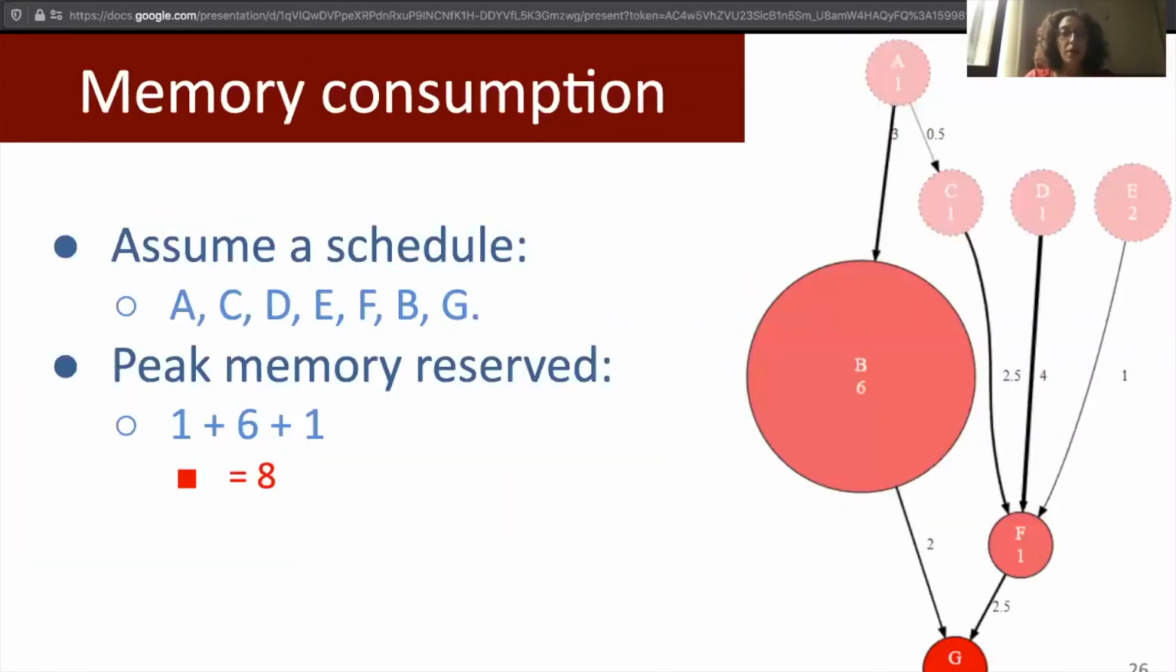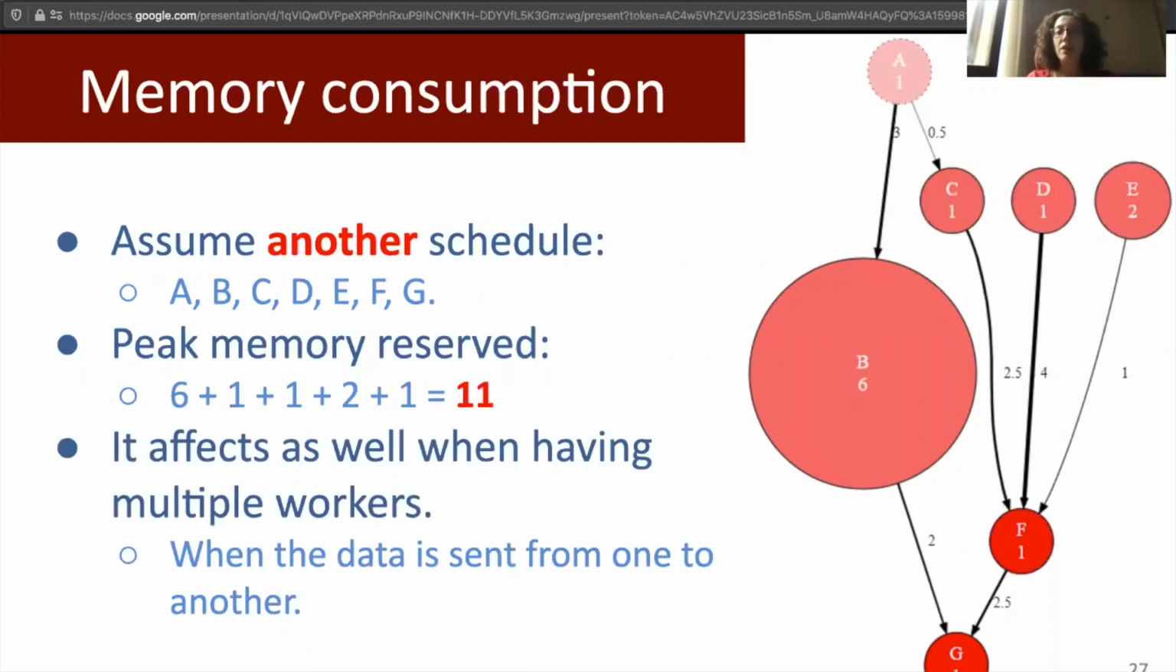As an example, let's say we assume a schedule like A, B, C, D, E, F, B, G. This is the order of, sorry, B is not here. A, C, D, F, E, F, B, G. This is the order of execution, the scheduling. And for the peak memory reserved in this case, for example, B and F will feed into G. So we have 8 units of memory consumption in this schedule.